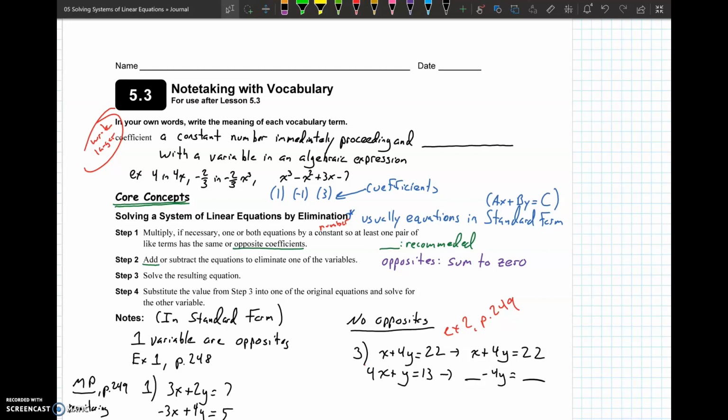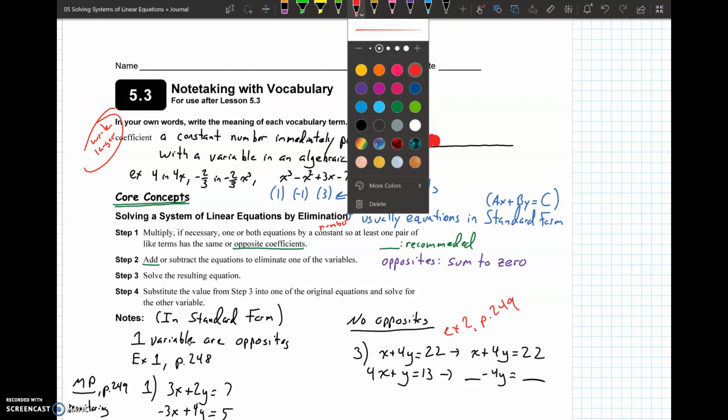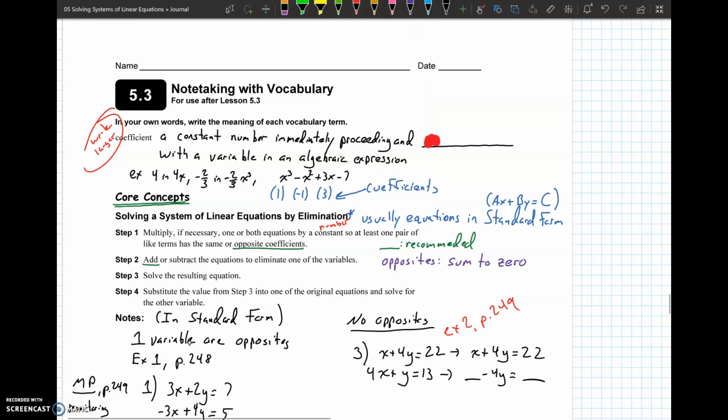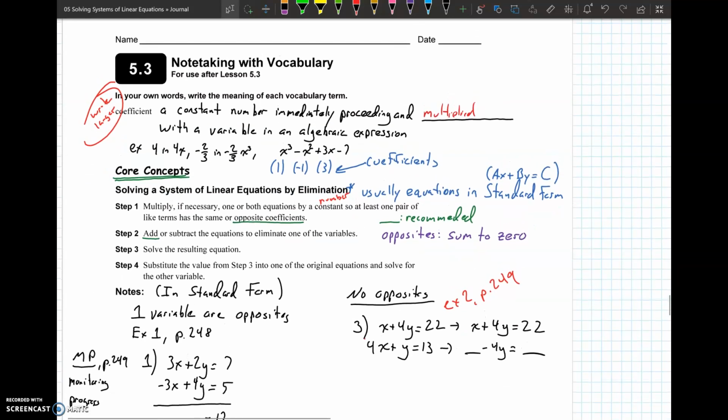Number one, coefficient. A constant number immediately preceding, and that's going to be needed to be in red. Multiplied with the variable in an algebraic expression. So we've got a bunch of things down here. So the 4 in 4x is a coefficient. Negative 2/3 in negative 2/3 x cubed.